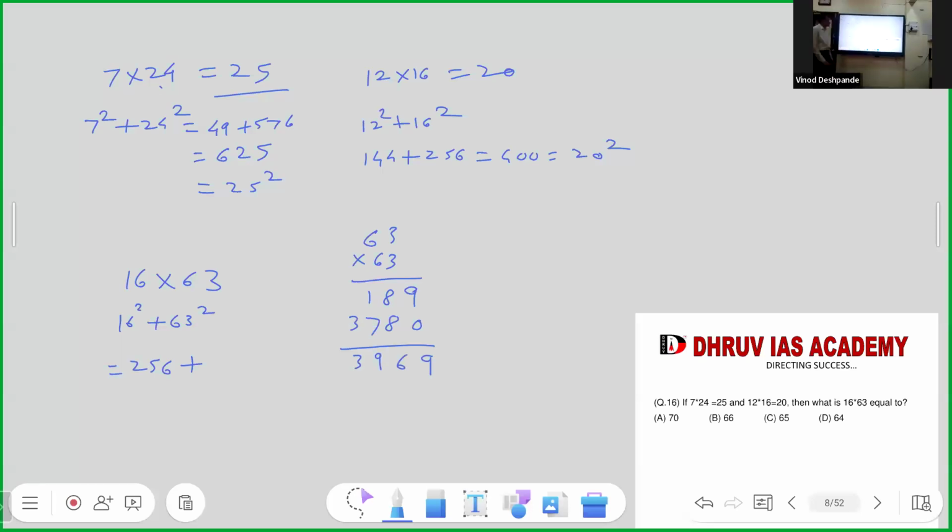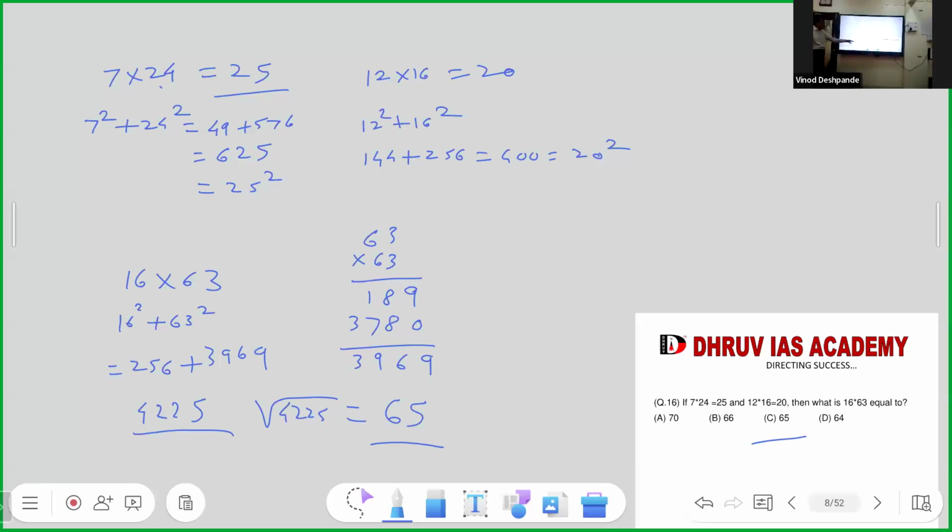So 3969. So if you add this, it is 4225. Now 4225, you have to find out the square root of that number. So the square root of 4225 will be 65. So the answer is 65.